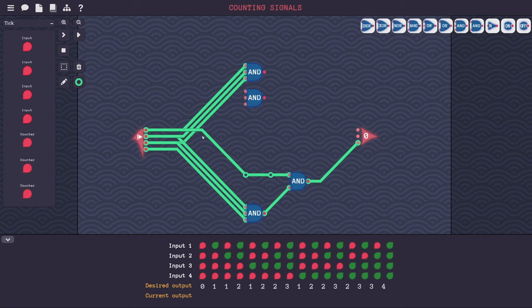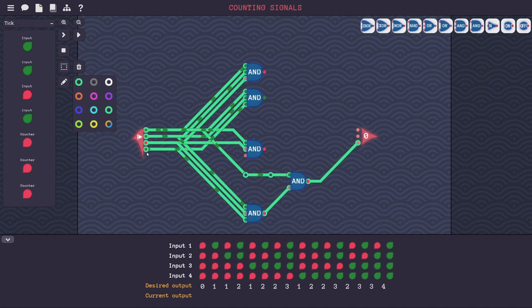It seems like there are four different configurations where we could have three inputs. The top three could be on, the bottom three could be on, or the 1, 3, and 4, or conversely, the 1, 2, and 4. So we could just brute force here and take the 1, 2, and 4 through here, and then the 1, 3, and 4 here. It did say that this was going to be messy. So we'll start with the messy solution and then we might be able to clean it up.